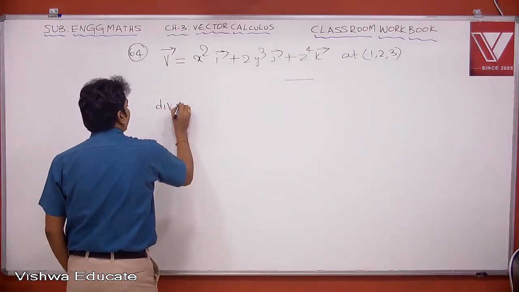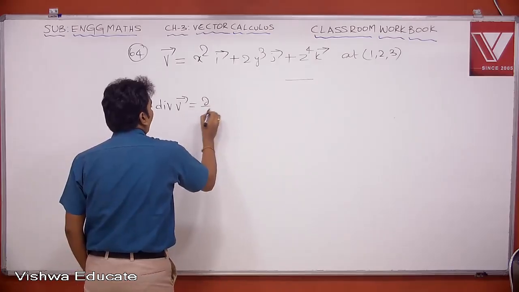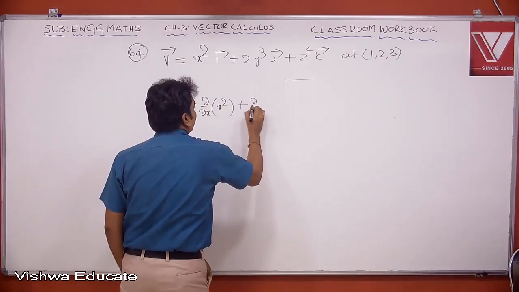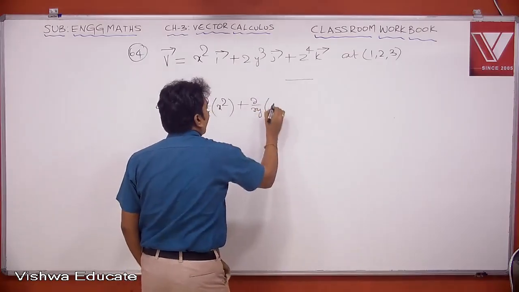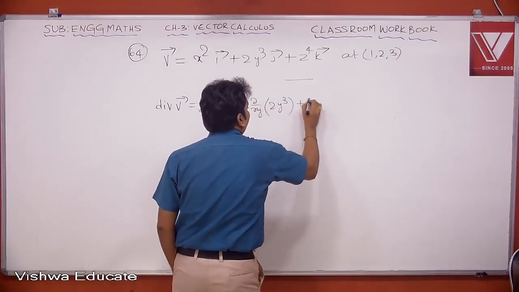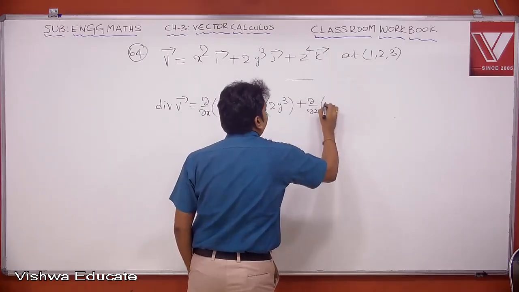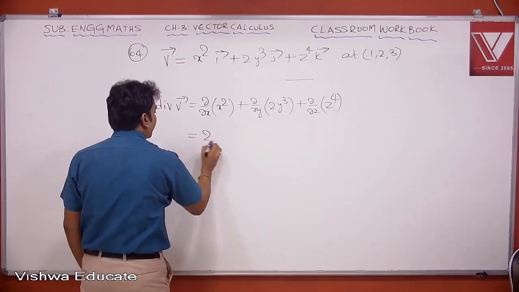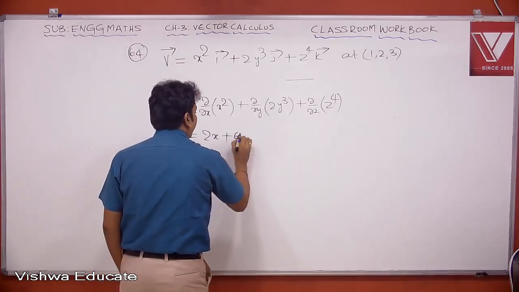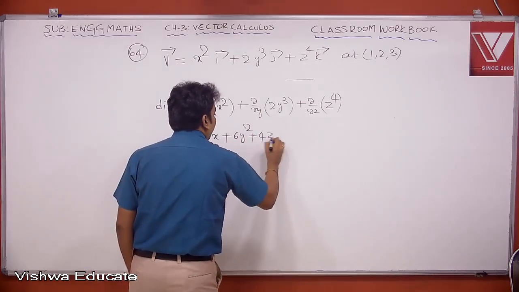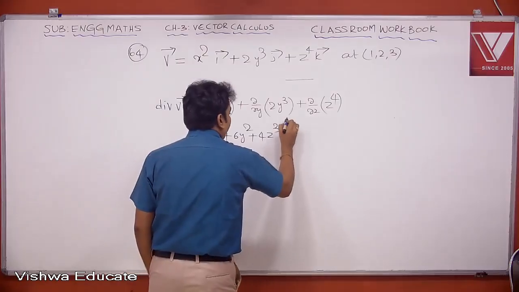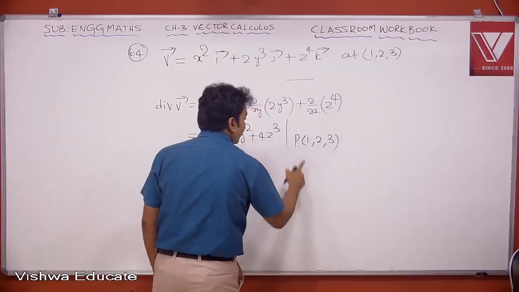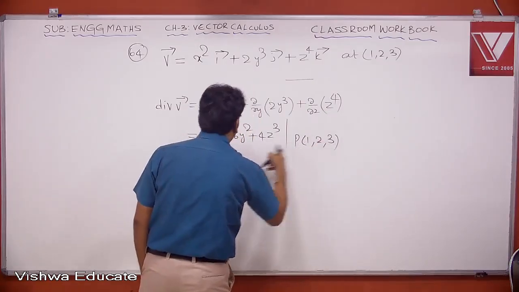Now the divergence of this vector V bar equal to dou by dou x of the i bar component, which is x square, plus dou by dou y of the j bar component, which is 2y cube, plus dou by dou z of the k bar component, which is z power 4, just by definition. Now this is 2x plus 6y square plus 4z cube. But we need to find the divergence at the point, call it P. So it is 1, 2, 3. So x value 1, y value 2, z value 3.